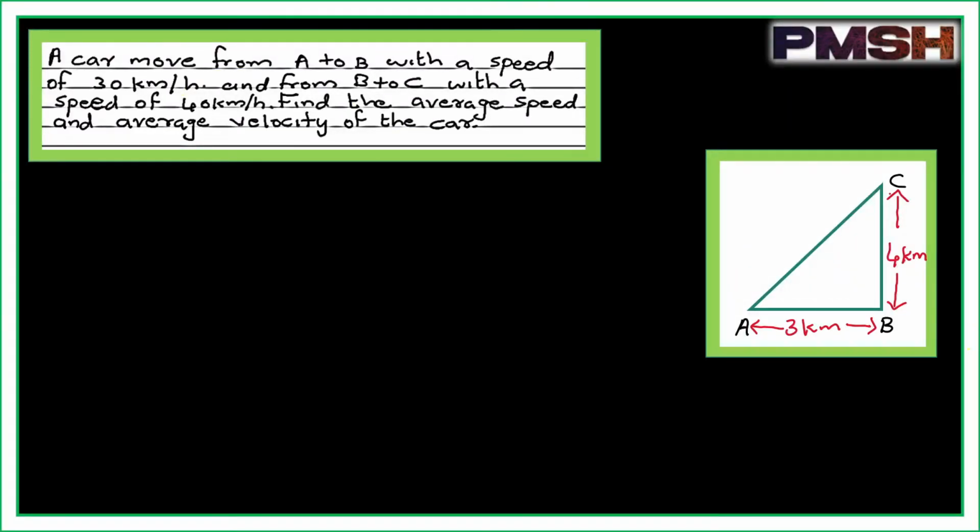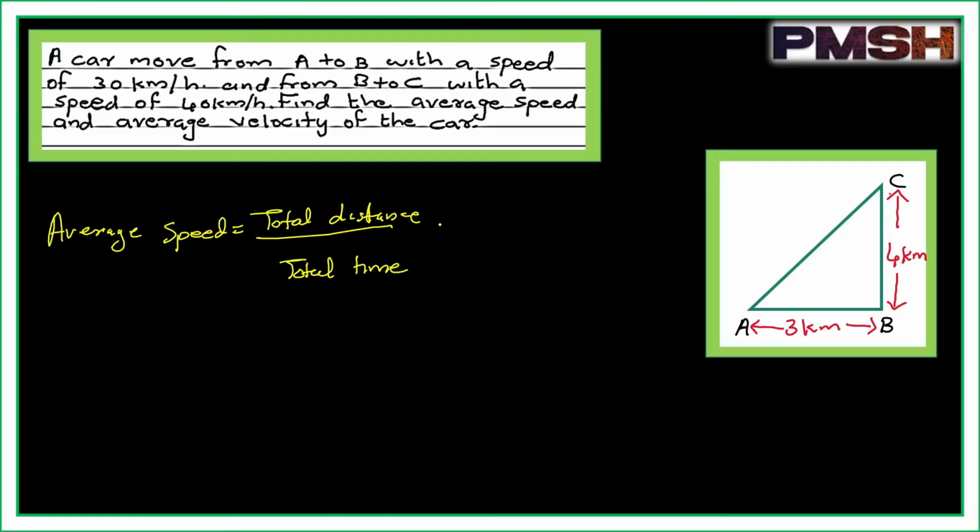Okay. And from B to C with a speed of 40 kilometer per hour. And the distance is given in the figure as 4 kilometer. Okay. Find the average speed and average velocity of the car. You are asked to find average speed and the average velocity of the car. Okay. So first of all, we will write the equation for average speed. Average speed equation is total distance by total time, right?